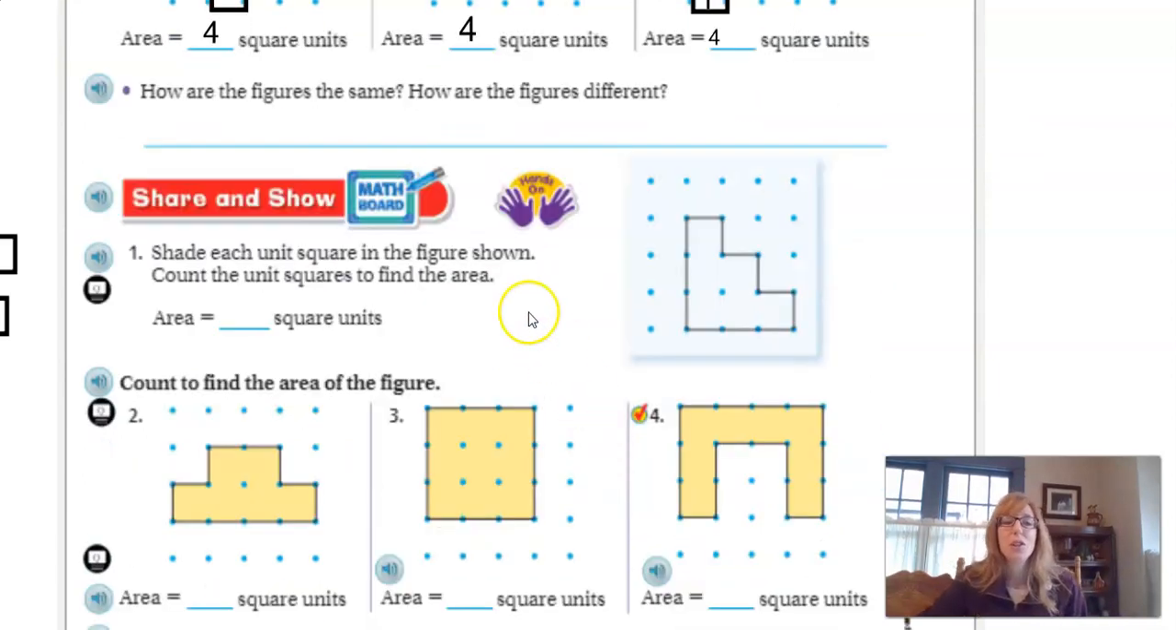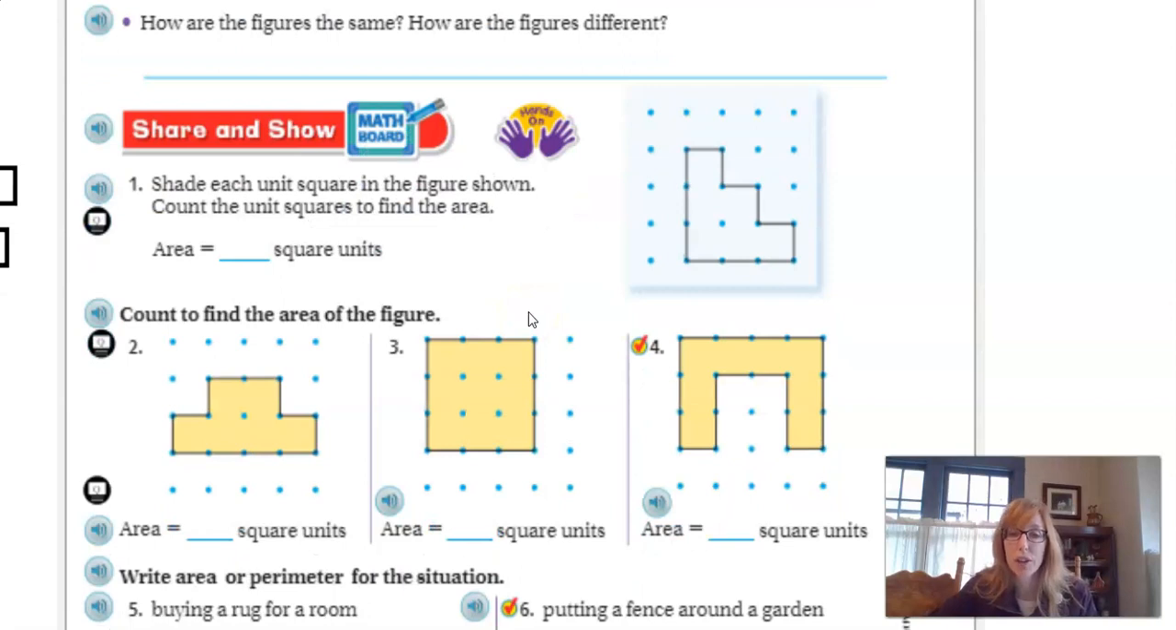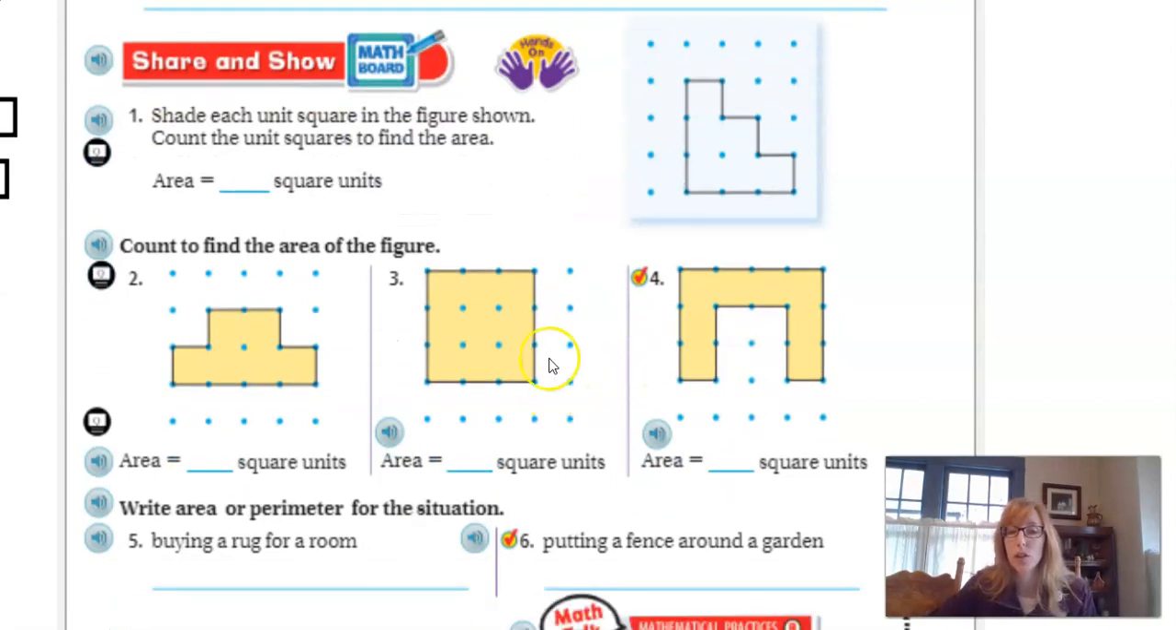Okay? So we're going to go on and watch our Sharon show, and he's going to explain how we can use different square units for different figures, just like we were doing together.